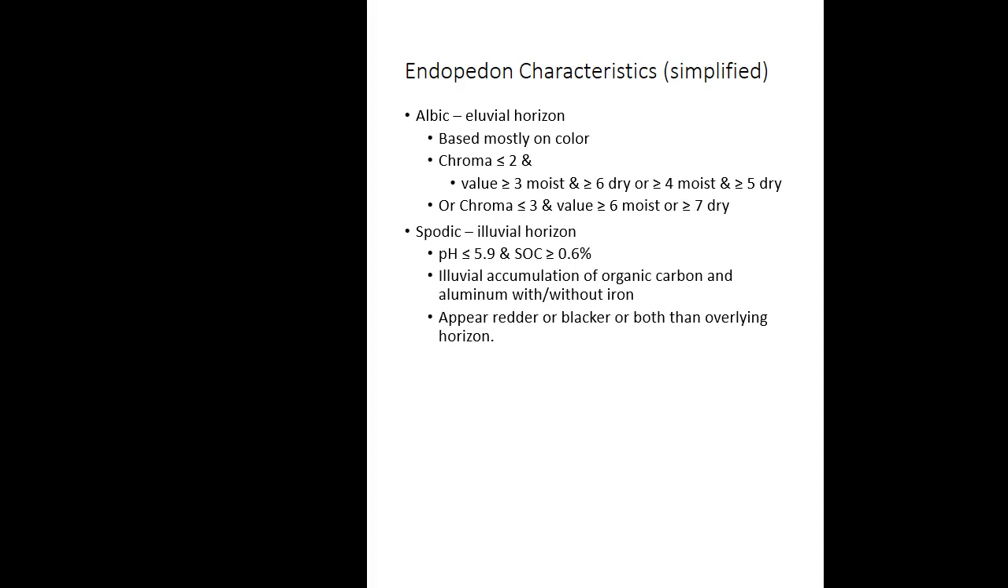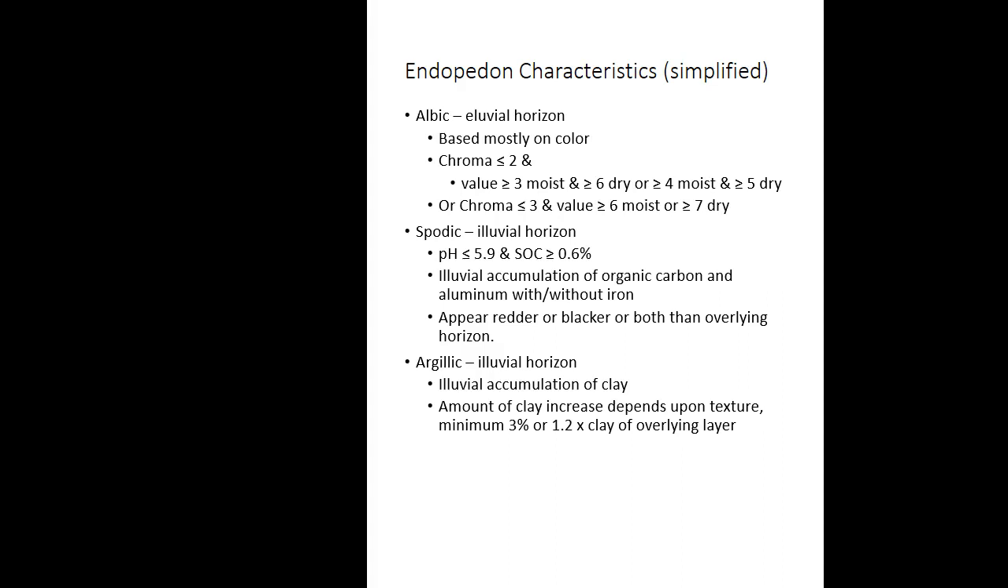And then spodic soils are illuvial horizons. They're low pH and they still have a great amount of organic carbon, even though they're a subsurface horizon, but that's because the organic carbon has been moving in. It's an illuvial accumulation of carbon and aluminum, and it may or may not have iron that's moved with it. And these typically appear redder or blacker or both than overlying horizons.